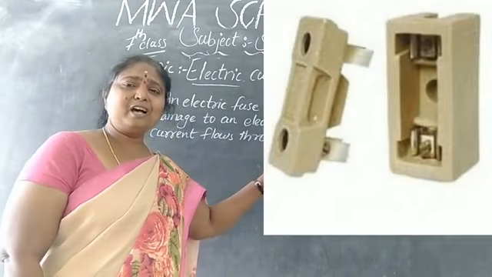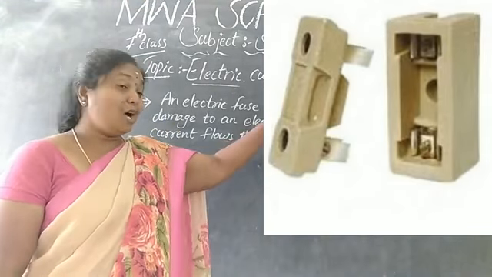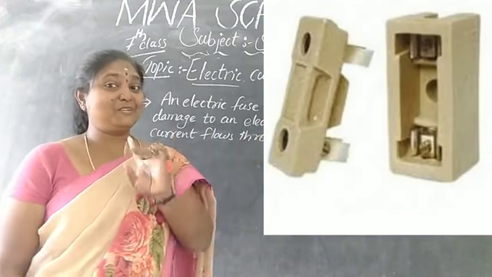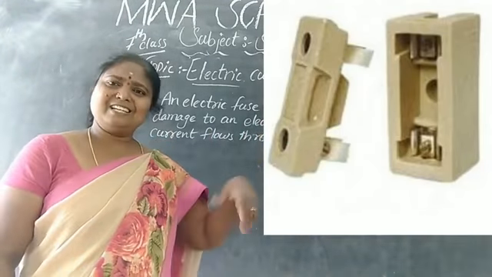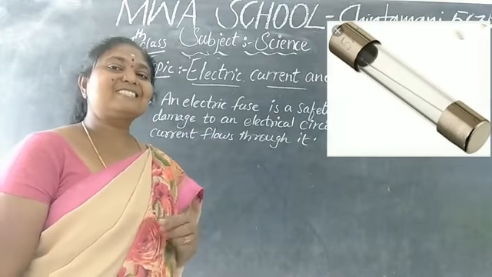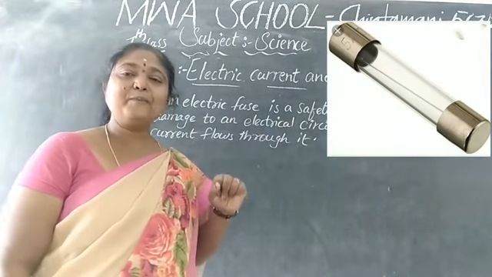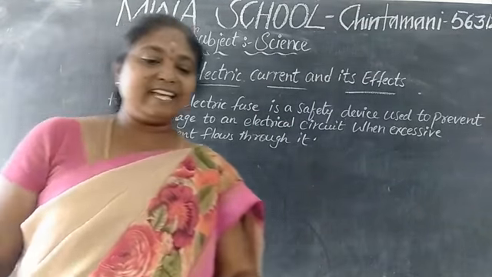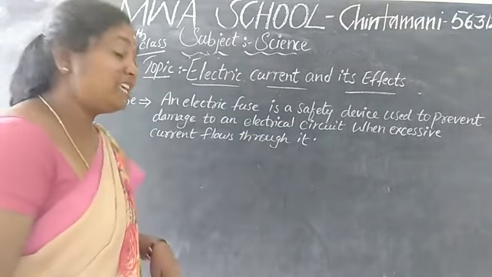Have you seen the fuse, children? I can show you the picture of the fuse. Now I think you got the idea about that. So immediately see in your house where the fuse is located. So that is the fuse. And next, let me talk about the MCB, children.